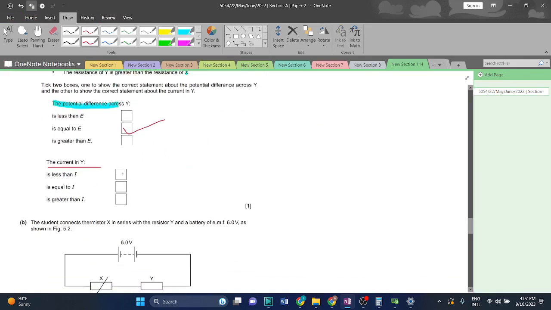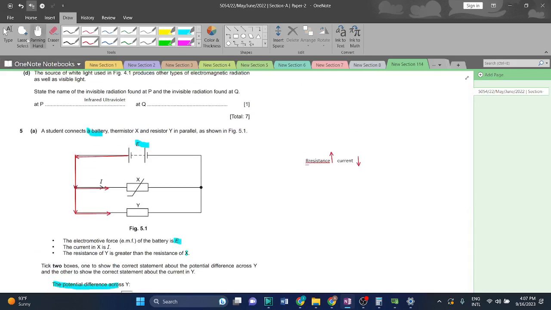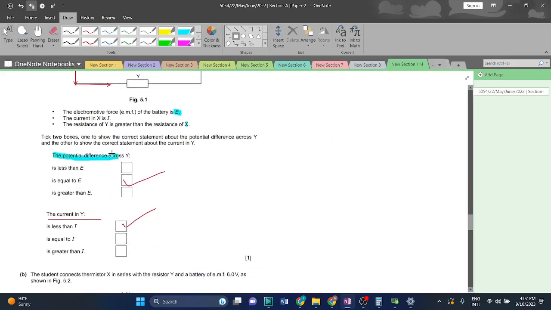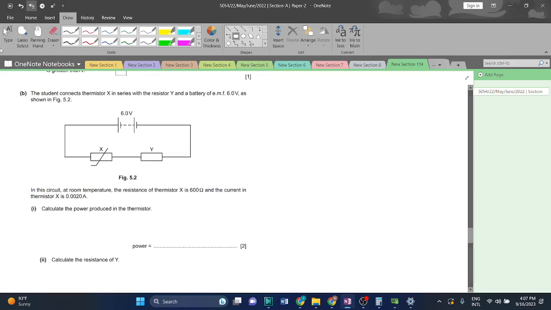the current is less, so it is less than I. First of all, now second of all, I'll tell you one more thing, but I think it will be more important to tell later. Next, the student connects thermistor X in series with the resistor Y and a battery of EMF 6 volts as shown in figure 5.2. So now we see it in series, a 6 volt battery with the thermistor and resistor both in series. At room temperature, the resistance of thermistor X is 600 ohms and the current in thermistor X is 0.002 ampere.